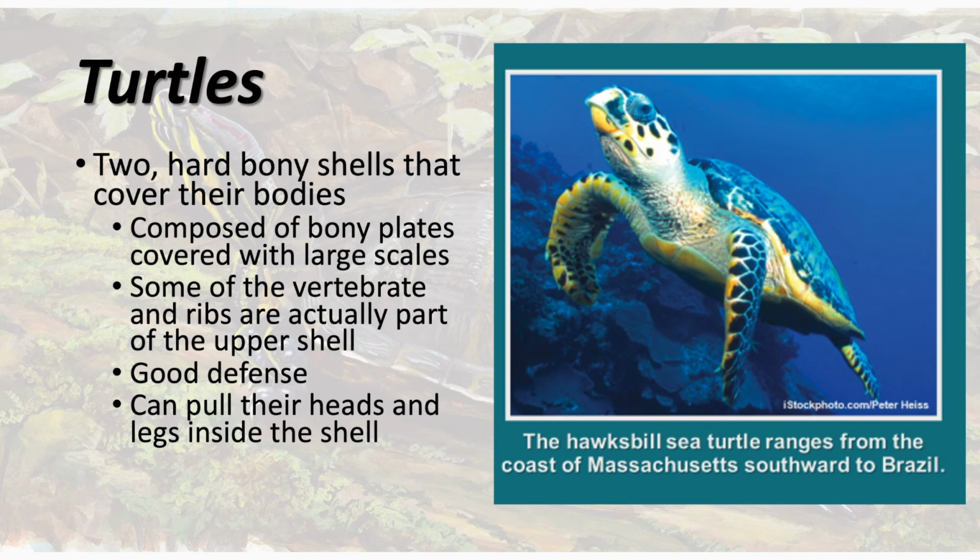And some of them actually have their ribs connected to the shells on the inside, specifically the top shell. This helps them to be protected from their predators. This helps them to stay safe. So it's a good defense mechanism. And obviously, we all know the mechanism where turtles can pull their heads into their shells and their legs as well, so that they can protect themselves further.